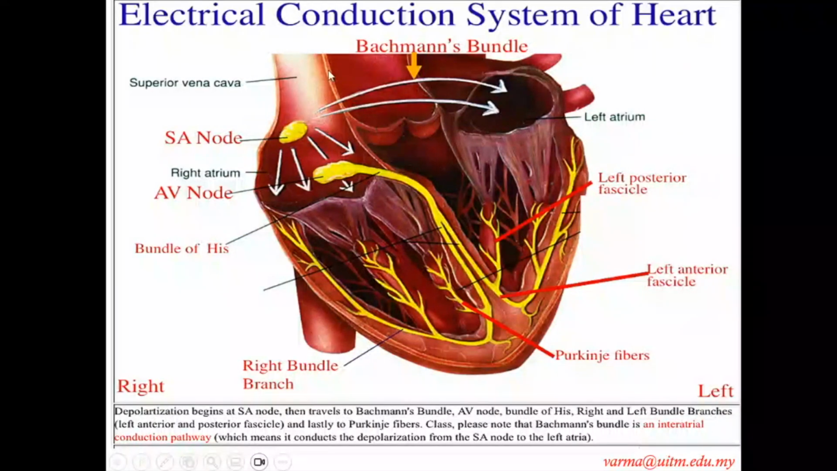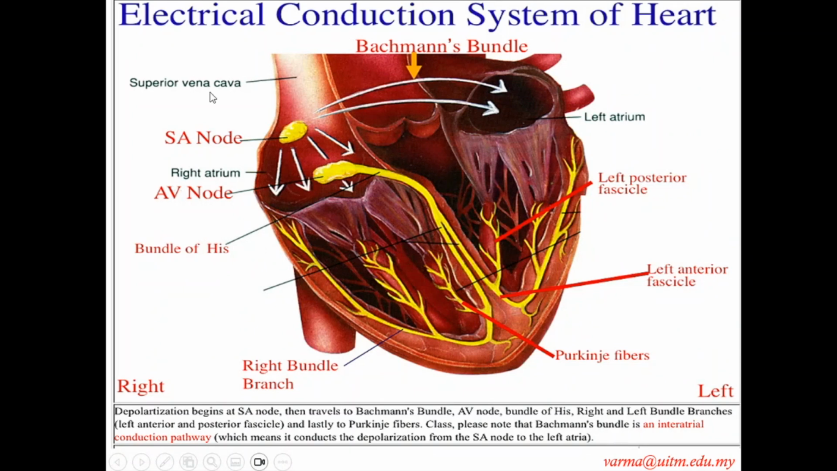The conduction system of the heart comprises the sinoatrial node, SA node, and AV node, both in the right atrium. Then you have the bundle of His, then your right bundle branch and left bundle branch, which has a left anterior fascicle and posterior fascicle, and then your Purkinje fibers. There's another bundle called Bachmann's bundle, which goes from the right atrium to the left atrium. So we have the SA node, AV node, bundle of His, which divides into right and left bundle branches, the left as anterior and posterior, and finally the terminal branches are called Purkinje fibers.